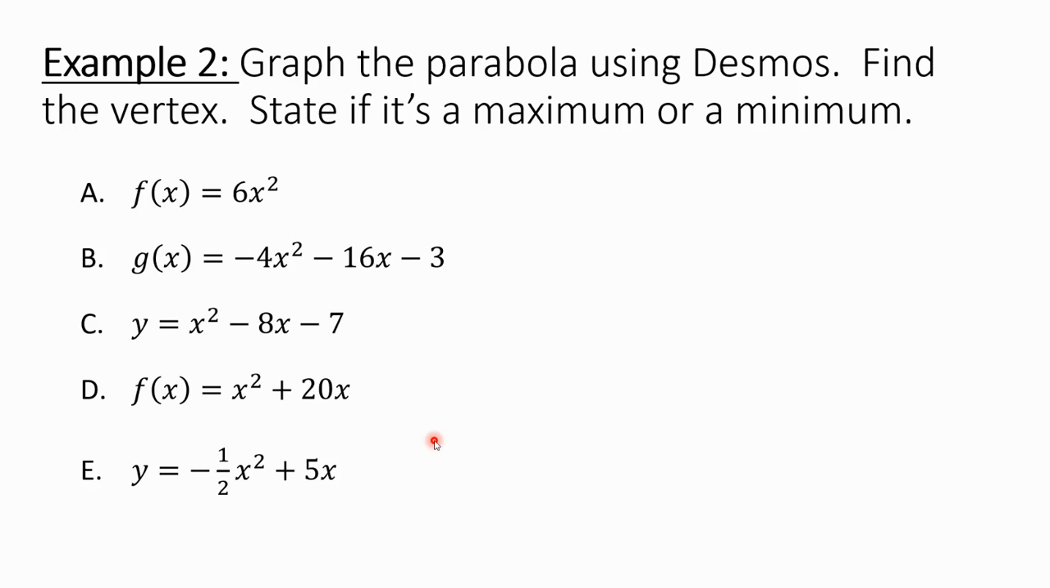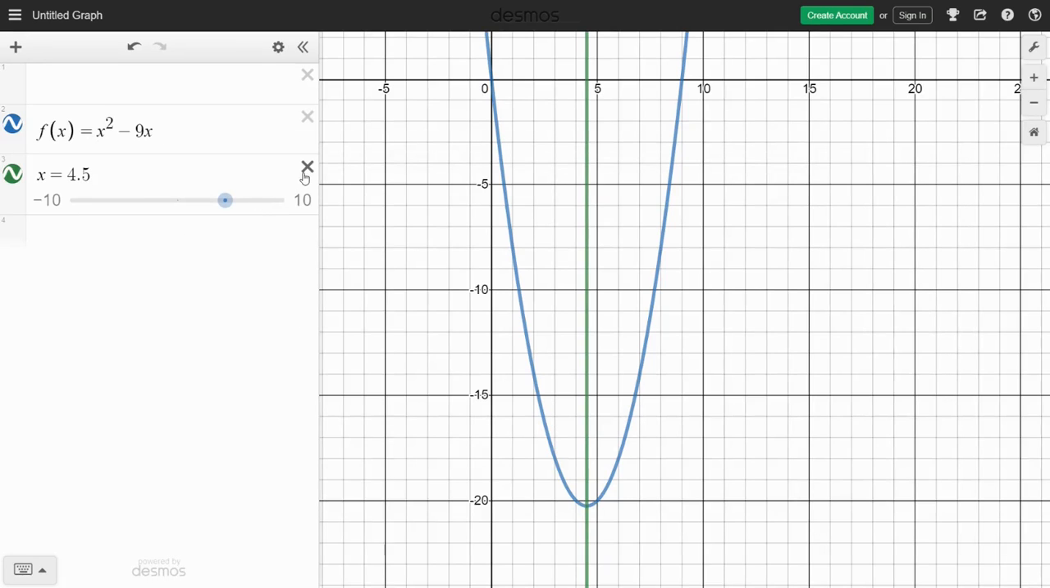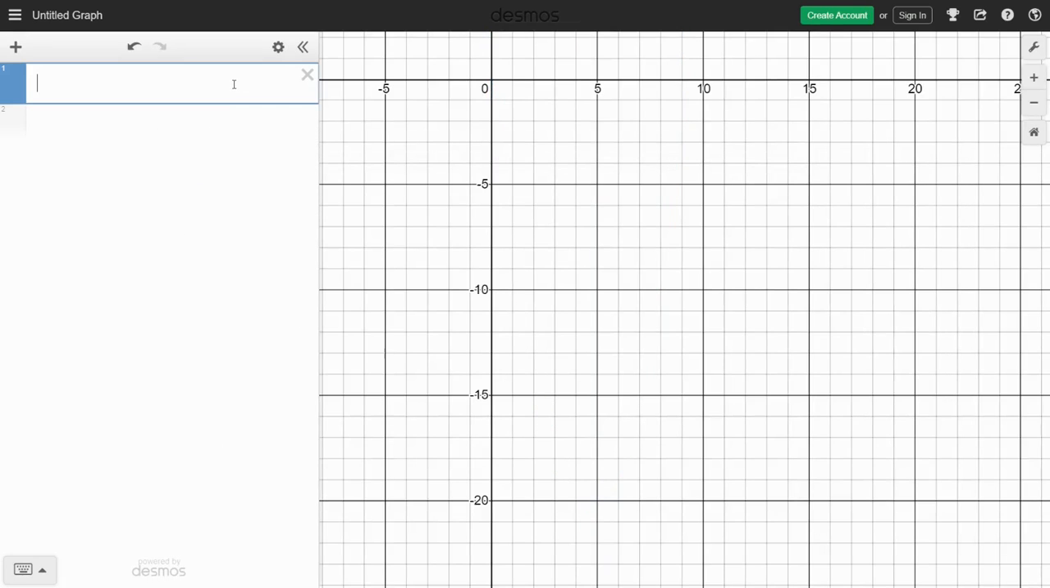All right, let's go ahead and do one last example. So they want us to graph the parabola on Desmos, find the vertex, and then state if it's a maximum or a minimum. So again, you're not going to need a ton of space, so go ahead and copy these down. And let's do A together. F of x equals 6x squared. So I've got f of x equals 6x squared.